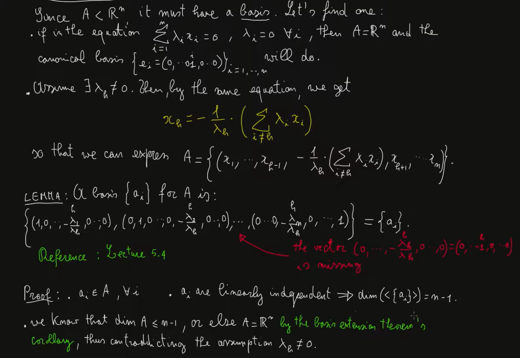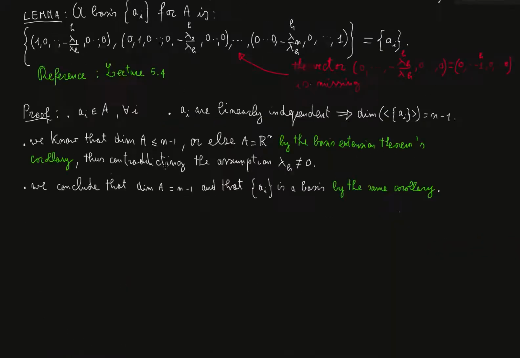Okay, this follows as a corollary of the basis extension theorem, and the fact that A would be equal to all Rn would contradict the assumption that at least one lambda h is non-zero. So if one lambda h is non-zero, in this equation, there surely are some vectors in Rn that do not satisfy this equation. Therefore, the dimension of A will certainly be less than or equal to n-1, it cannot be all Rn. In conclusion, the dimension of A must be n minus 1 because A contains a subspace of dimension n minus 1 and the dimension of A is less than or equal to n minus 1.